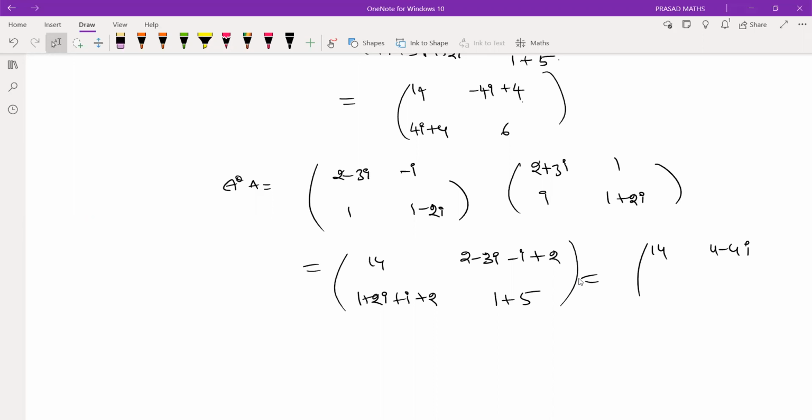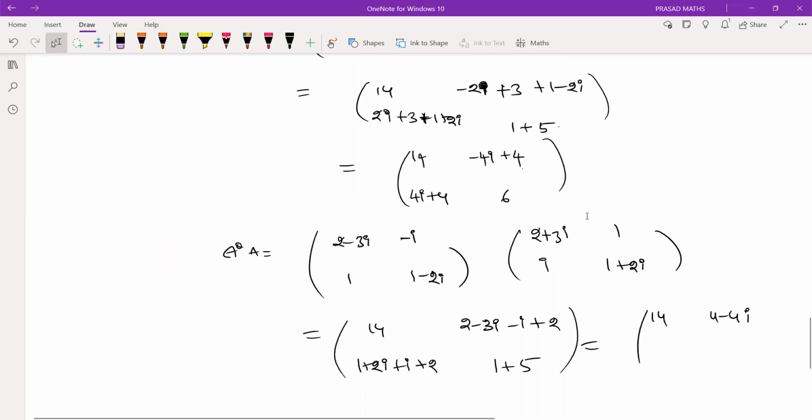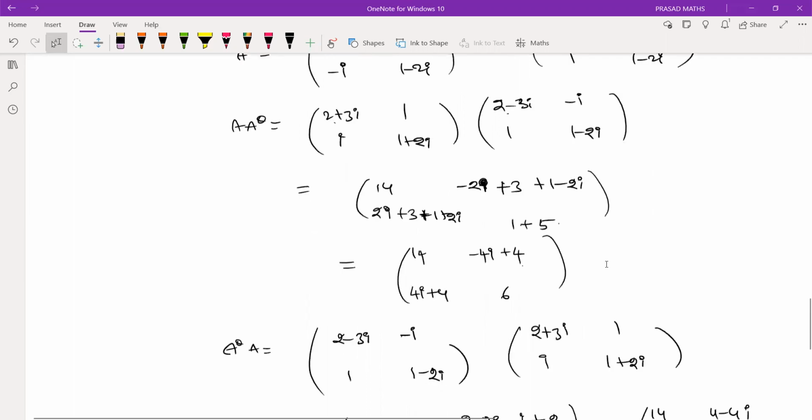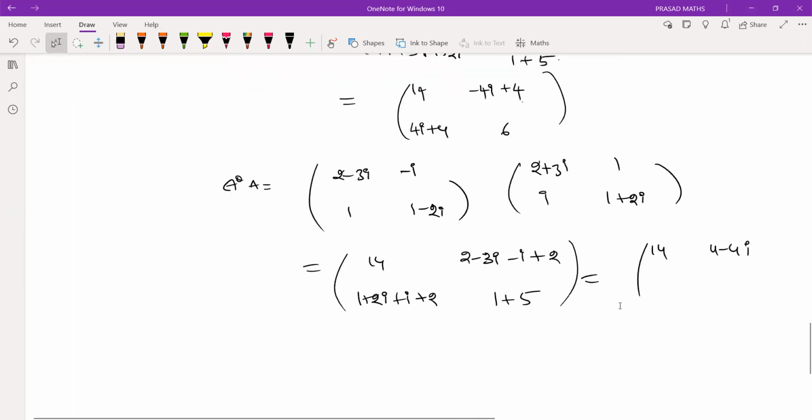What is this? Somewhere we have made a mistake. This is 2 minus, A theta is nothing but what? This is nothing but 1, 2 plus 3i, right? This is 3i, right? Therefore, 4i plus 4, this is nothing but 6. Therefore, both are the same. What you observed is both are the same, hence it is normal.